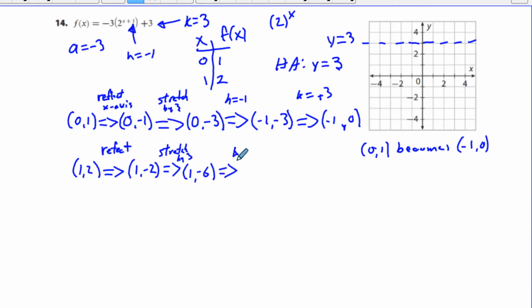Now we have h is equal to negative 1. So we're going to take this 1 minus 1 will be 0. So we have 0, negative 6. And then we're going to have k is equal to 3. So we're going to have 0, comma, and negative 6 plus 3 is negative 3. So our point 1, 2 becomes 0, negative 3.